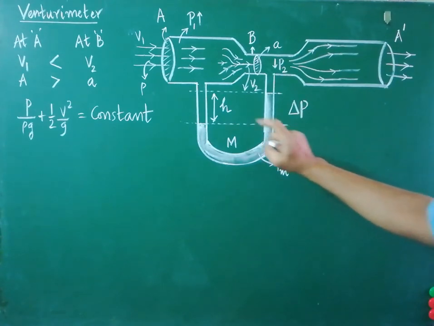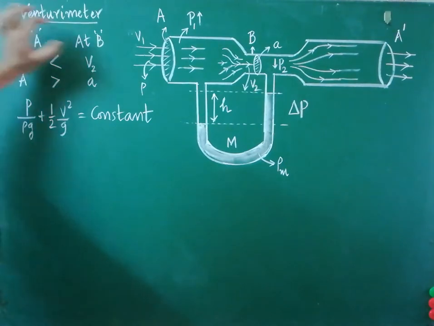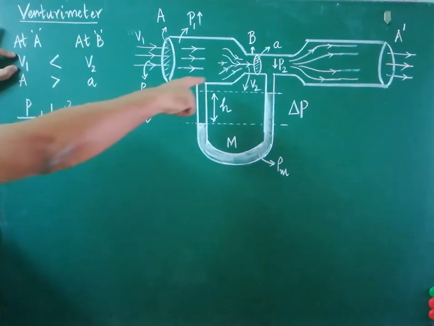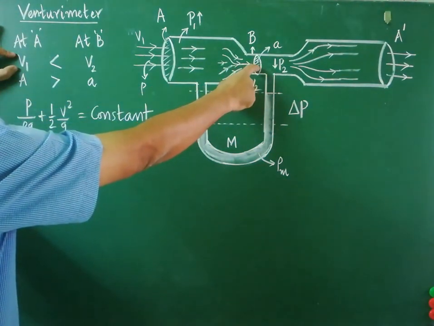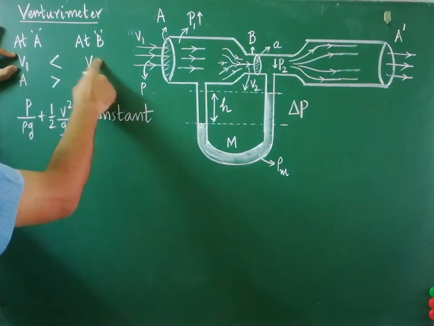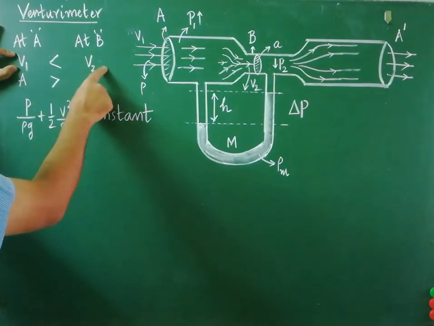To measure the rate of flow, the following steps are to be followed. At end A, look at the velocity. The velocity of the liquid is taken as V1. At this intermediate point B, the velocity of the liquid is taken as V2. V1 is less than V2. How can we say V1 is less than V2?